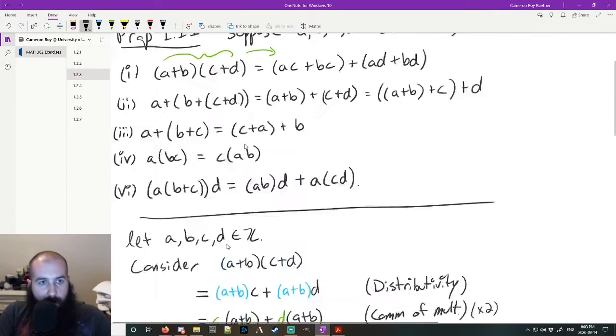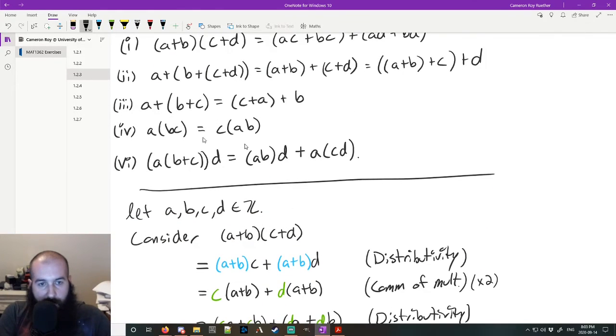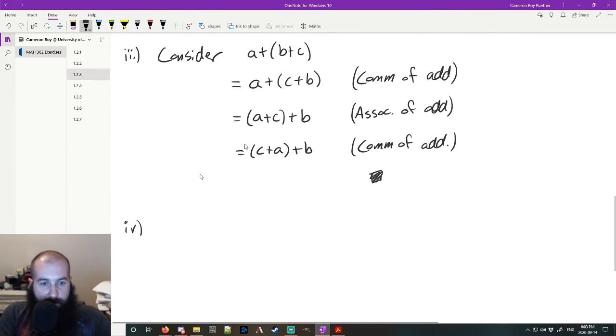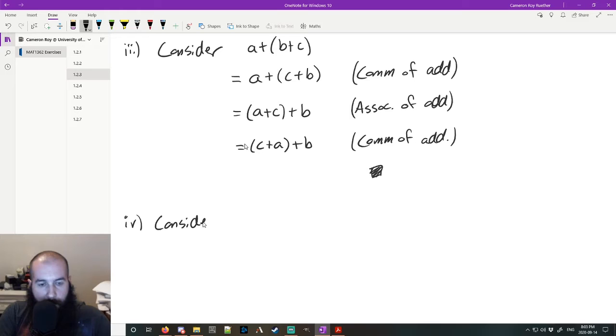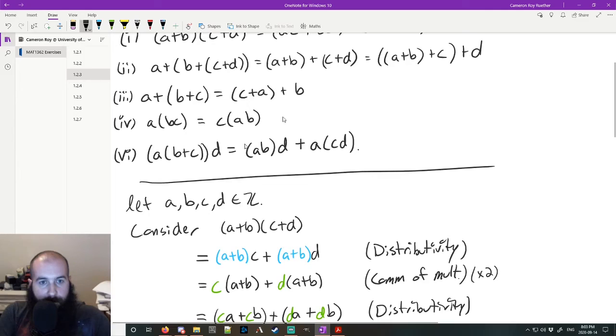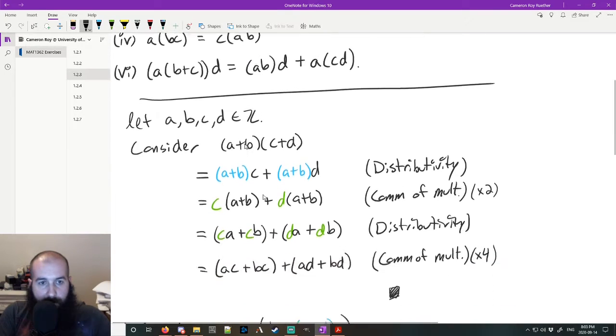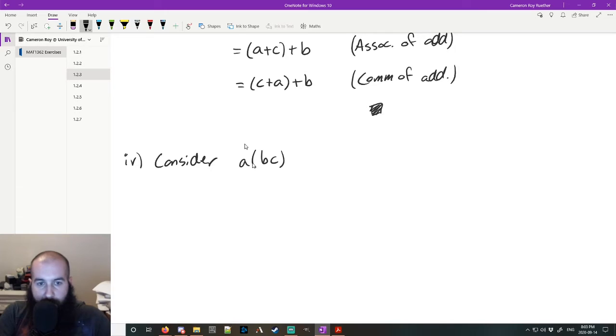What does 4 say? For 4, it's very similar, but instead of addition, we're using multiplication. In fact, I guess the brackets are in a different spot. So we're starting with A times B times C, and we would like to get to C times A times B. So we have to group A and B together. Well, they're already next to each other, so let's do that. This is now associativity because we're moving brackets, but it's brackets across multiplication. So this is associativity of multiplication.